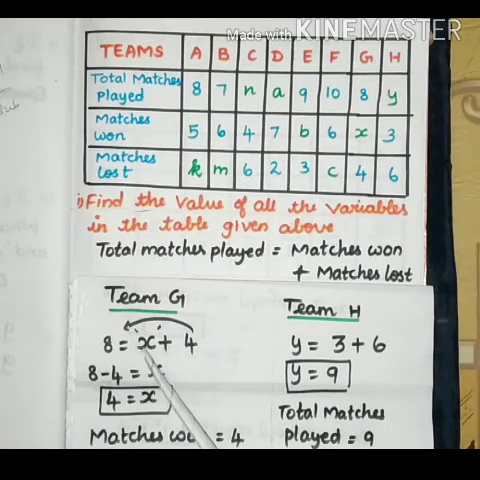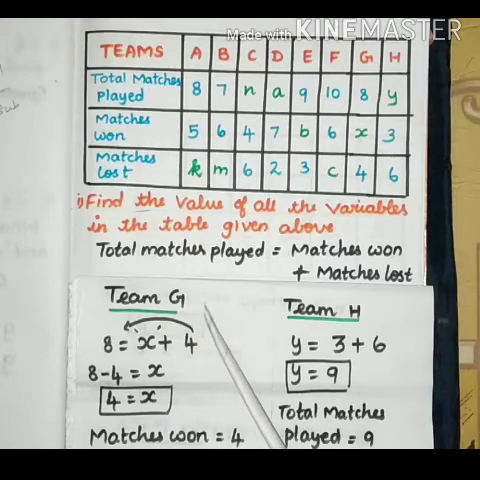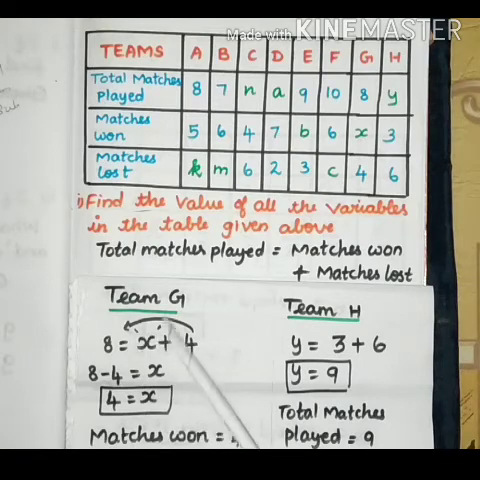To find the unknown variable X, the constant value, that is plus 4, will go to the left hand side, which means it will change into minus 4. 8 minus 4 is 4. So, X equal to 4. The total matches won by team G is 4.